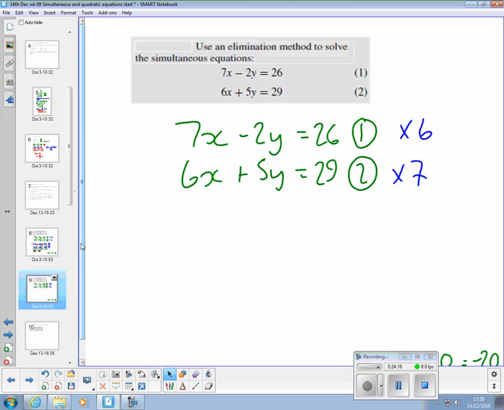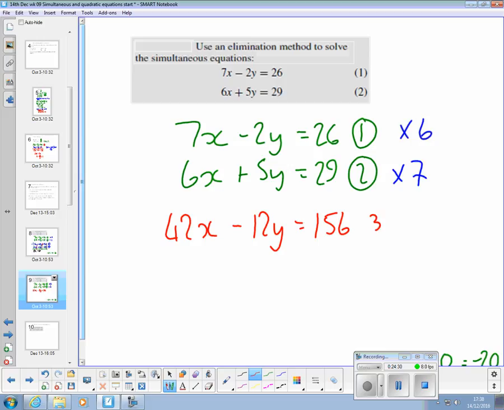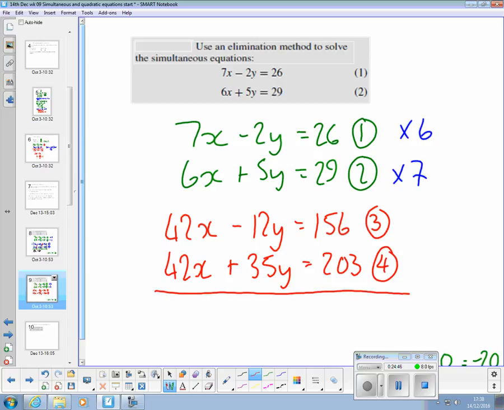Who's done it that way? What are the results of doing that then? I got 42x plus 12y equals 156. And then the second thing, 42x plus 35y equals 203. Equation 4. And then I have another equation. You've done 3 from 4, did you?